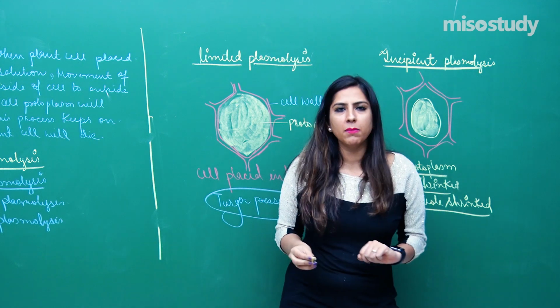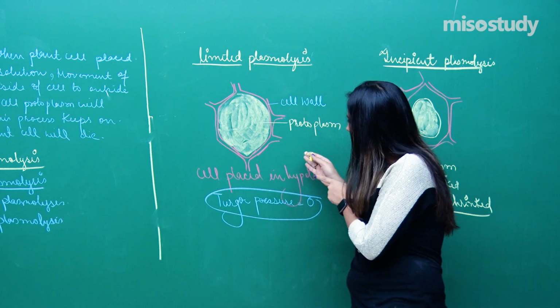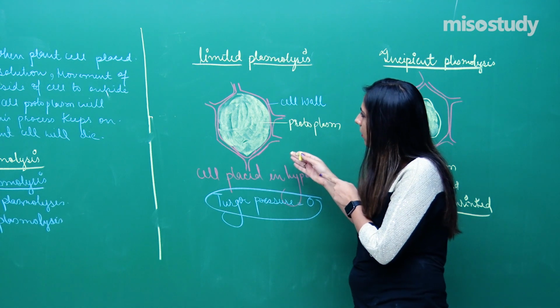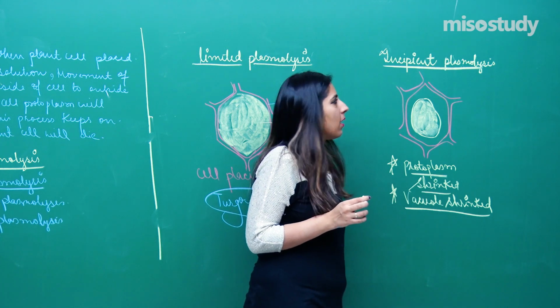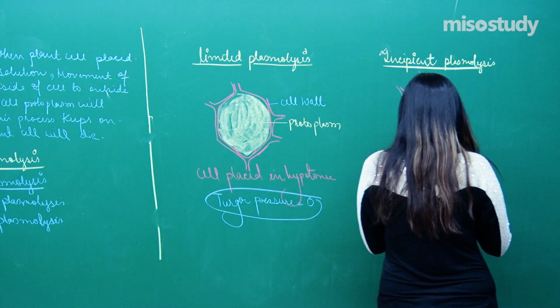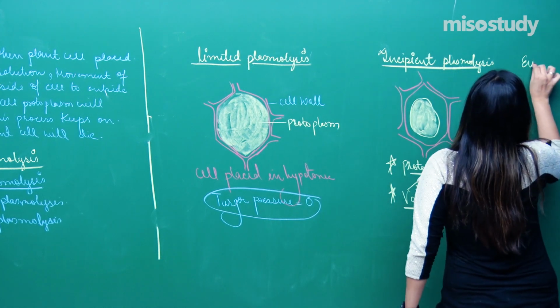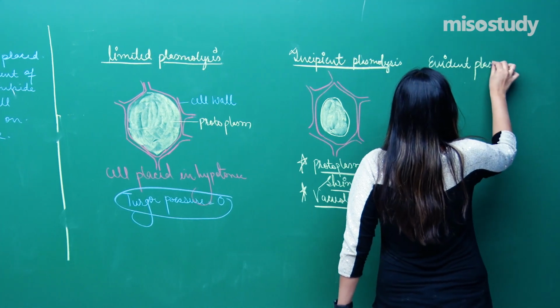This is a gap between the cell wall and protoplasm. This is plasmolysis that has just started. Now plasmolysis is going on, right? The shrinkage is occurring. Now let's talk about the third type that I have written, that is called evident plasmolysis. Evident plasmolysis.